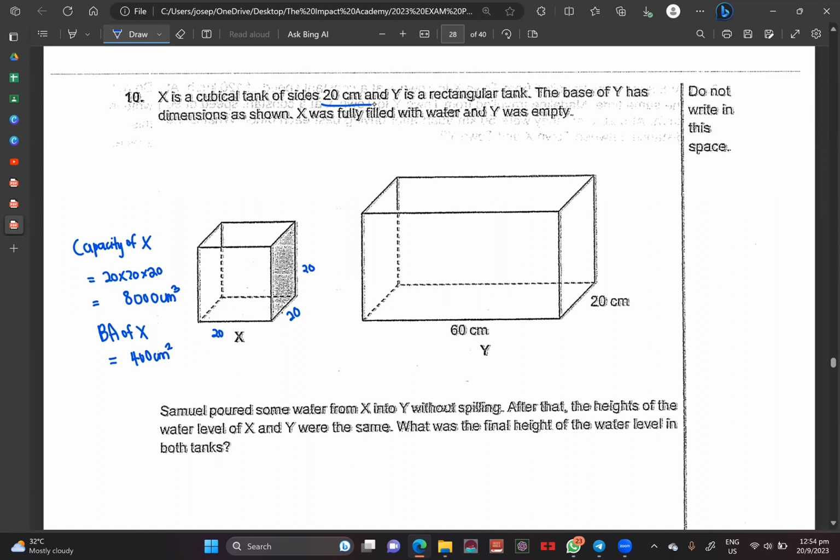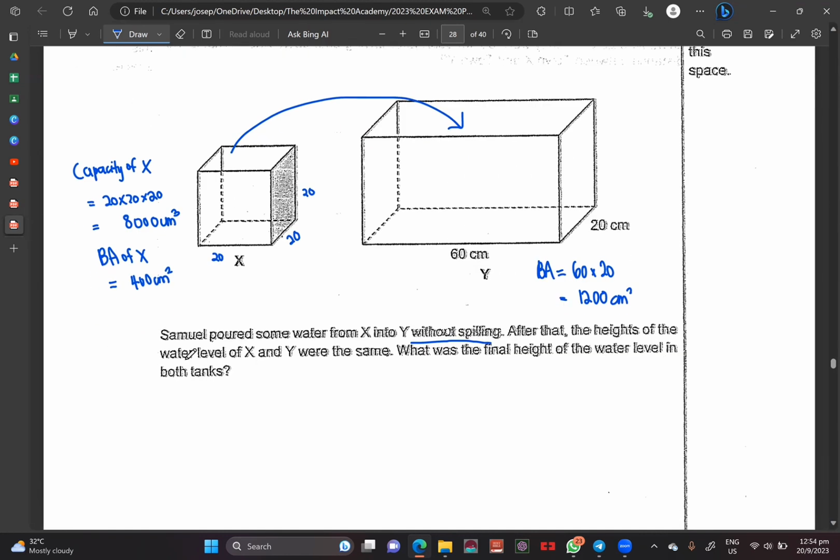we can also go to Y, and you can see that the base area of Y will then be 60 times 20. So we have 1,200 centimeters square. Now, what happens is that the person poured some water from X into Y without spilling. After pouring, the heights of the water level of X and Y were the same.